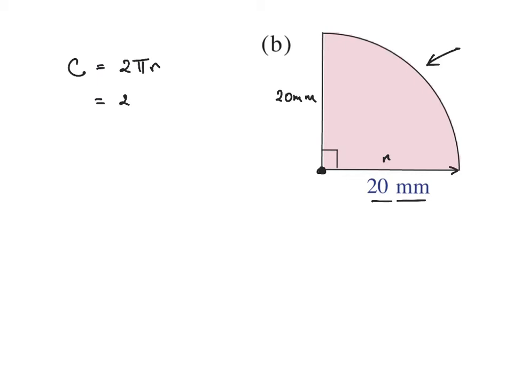So 2 pi times 20 is 40 pi. 2 times 20 is 40. 40 times pi is 125.66. Now what we have here is a quarter circle, so I'm going to divide this by 4.